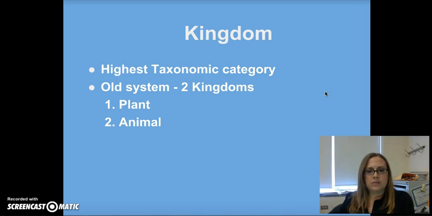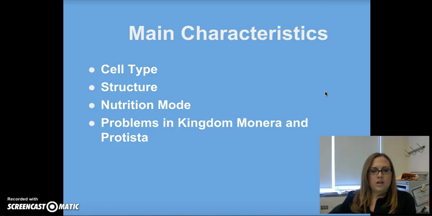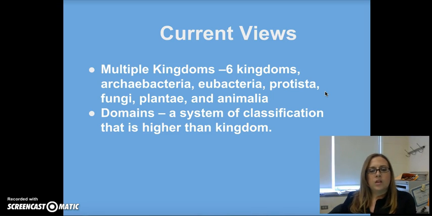We're going to talk really quickly about the systems that we use to organize species. We've got kingdoms. This is the highest taxonomic category. In the old system, you just had 2 kingdoms, plant and animal. In 1969, we had a 5-kingdom system. This has been changing. The main characteristics that you were looking for were cell type, structure, and nutrition mode. But we did have some problems with a couple of the kingdoms, and so now we have a 6-kingdom system: archaebacteria, eubacteria, protista, fungi, plants, and animals.